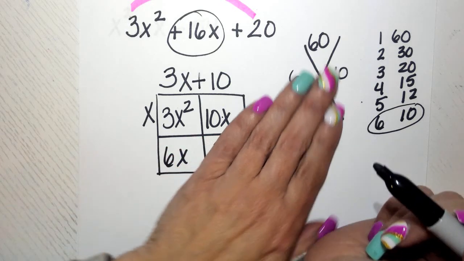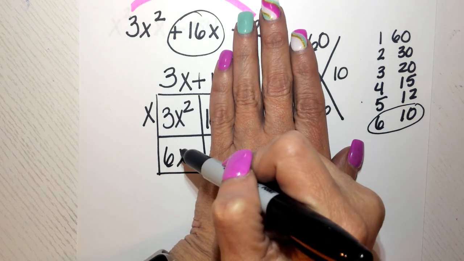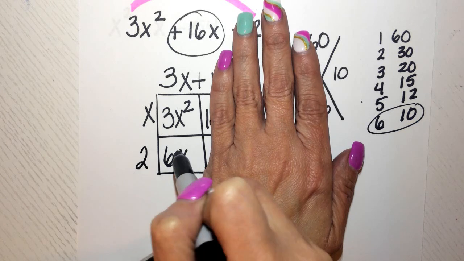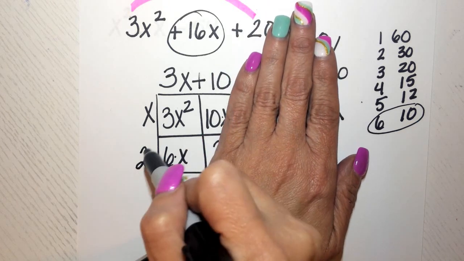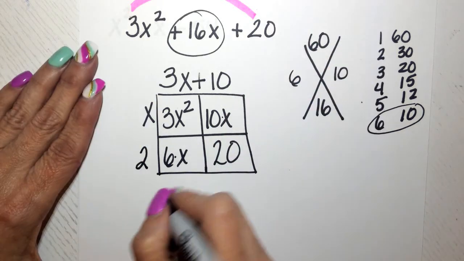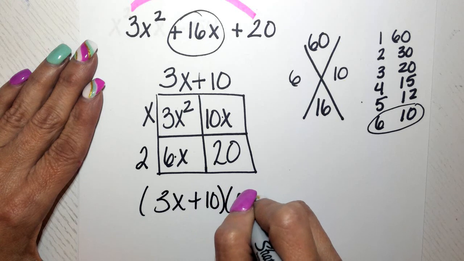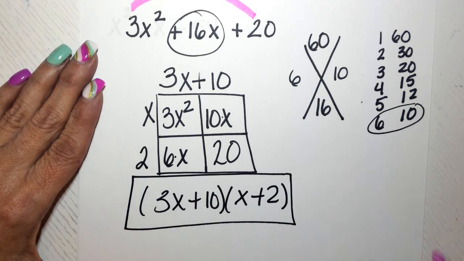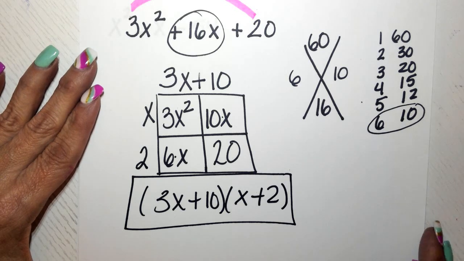Then I'm going to turn it and I'm going to go this way. 3 times what would give me 6? 3 times 2 would give me 6. And 2 times 10 would give me 20. So that means 3x plus 10 and then x plus 2. And again, I'll let you know that works. You can plug them both into your calculator and see if they work.